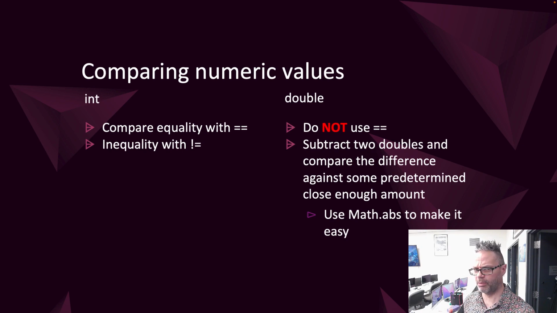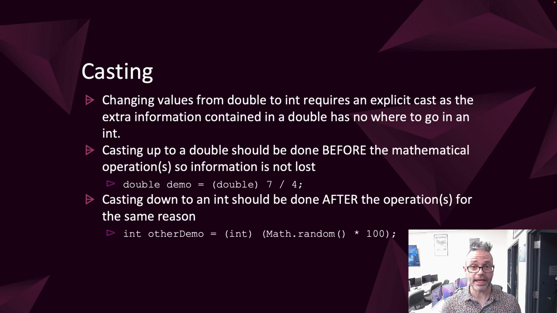However, when we're talking about double land, we've got a totally different thing. Do not use the equals equals operator when we're talking about doubles. Instead, if you want to compare equality or compare double values, you subtract the two doubles and compare them against some predetermined close enough amount, aka 0.001 or something like that, and math.abs makes that very easy. So do not use equals equals when you're talking about doubles at all. Make sure you keep that in mind as you look at your actual logic for trying to compare numeric values.